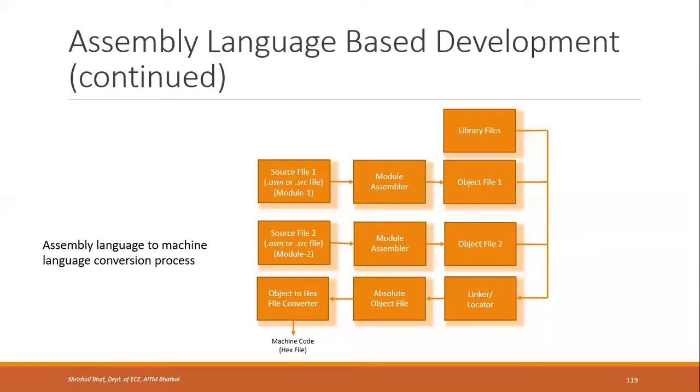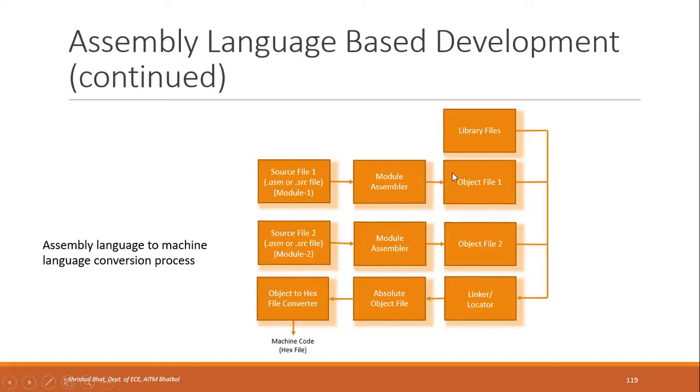Then we have to link, because you have different modules, and all the modules have to be linked together and an absolute object file has to be created. That absolute object file can be converted to machine code with the help of an object to hex file converter. This machine code is also called hex files, or hex code. So this is the process of converting assembly language to machine language.